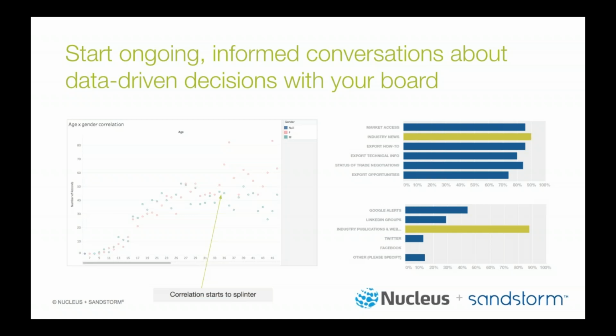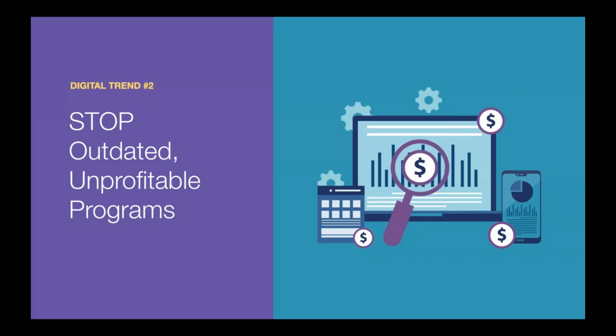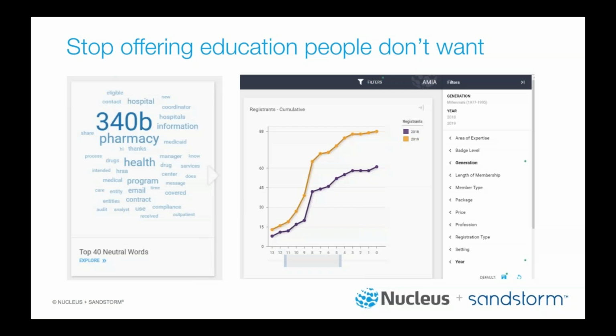And when you start to understand that, you really will be starting to make data-driven decisions. So let's turn our table now to things that we want to stop, things that are outdated, unprofitable programs. Those age-old business processes that either are creating inefficiencies with your organization or staff, or have your members wondering, do they really know me? The first one is to stop offering education that people don't want.